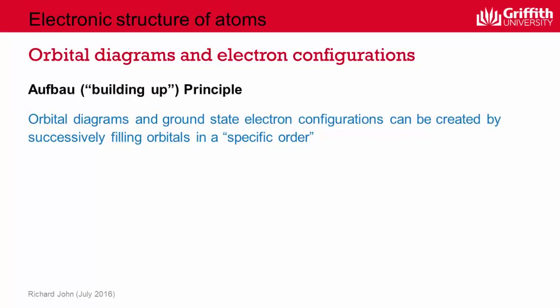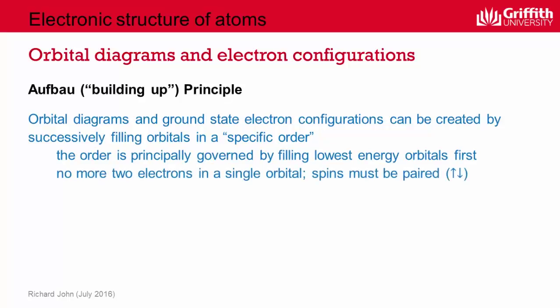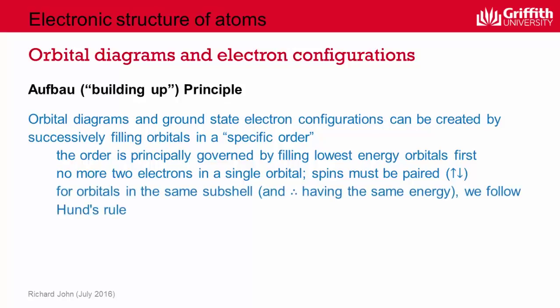So we can keep building up orbital diagrams and ground state electron configurations by successively filling orbitals in a specific order. And that order, as we've seen, is principally governed by filling the lowest energy orbitals first. No more than 2 electrons can exist in a single orbital. That's a result of the Pauli exclusion principle, and the spins of those electrons must be paired. We must have 1 spin up, 1 spin down.